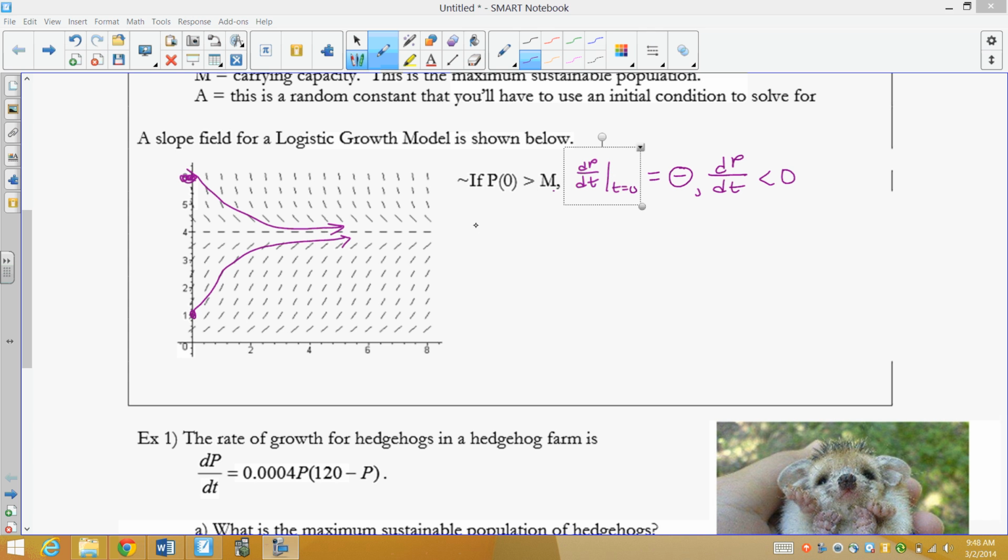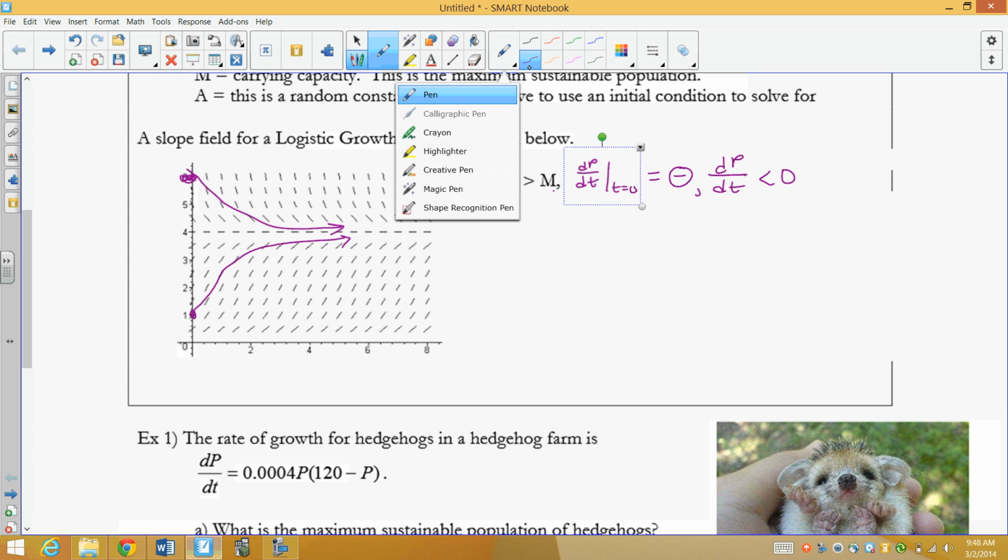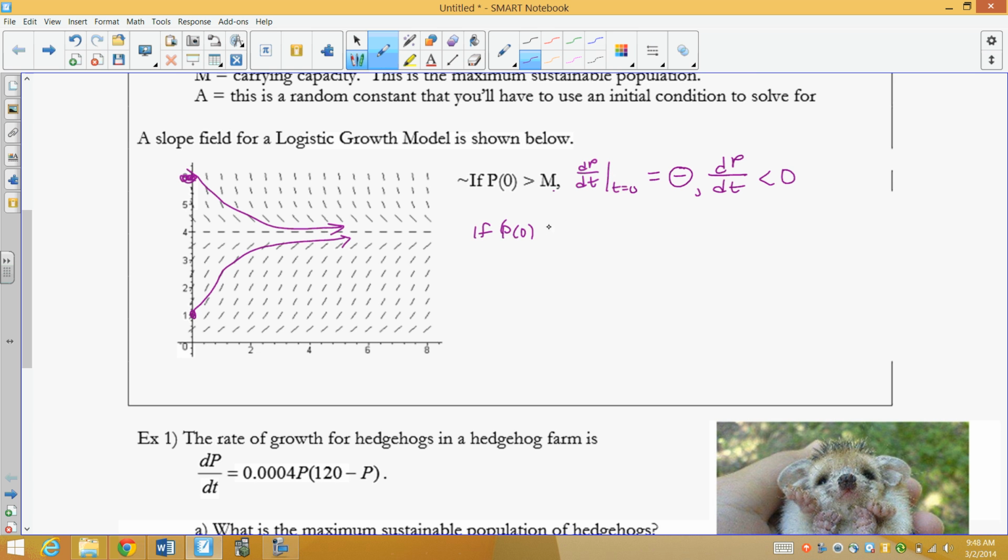And dP/dt is always going to be negative. If P(0) is less than M, then dP/dt is always going to be positive. We're going to come up and then level out. Okay?